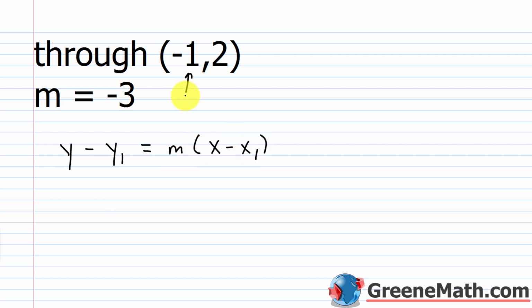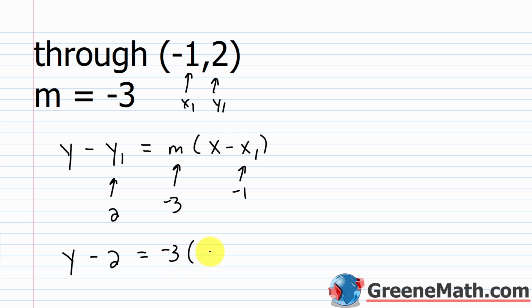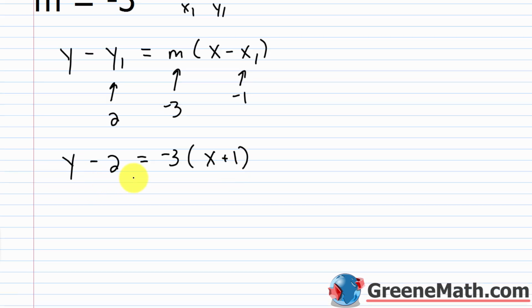So again, I'm going to label this point as x sub 1, y sub 1, and just plug in. For y sub 1, I'm plugging in a 2. For m, I'm plugging in a -3. For x sub 1, I'm plugging in a -1. So we'd have y minus 2 is equal to -3 times the quantity x minus -1, which is the same thing as x plus 1. So this is point-slope form.